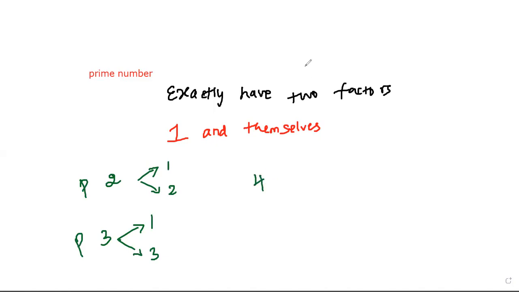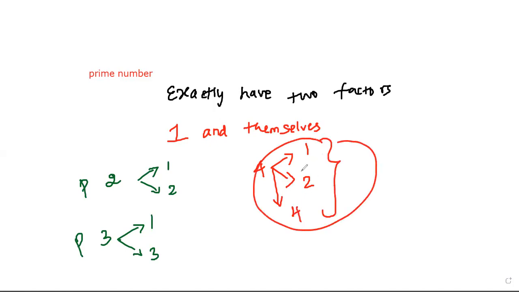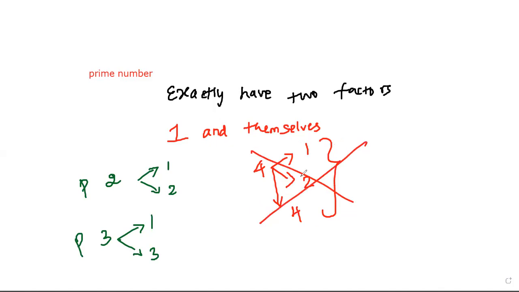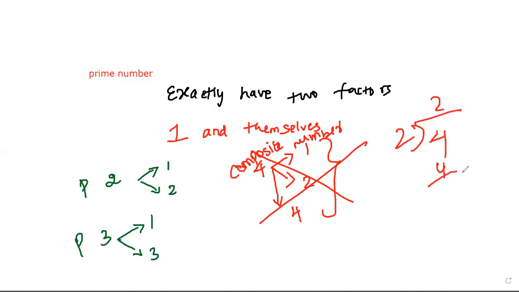If you check 4, what happens? 4 comes in the 2 table also. 2 2s are 4, isn't it? And you have more than 2 factors here. You do have 3 factors. So this is not a prime number. This is a composite number. If it has more than 2 factors, you can call such a number a composite number. Can you follow? 4 is not a prime number. 4 is a composite number because it has more than 2 factors. 4 is divisible by 2 also. How? 2 2s are 4, you will get the remainder as 0. So 4 is not a prime number, it is a composite number.